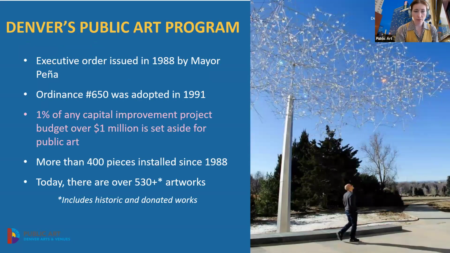Okay, so Denver's public art program has been around for a little while. It was started in 1988 by executive order by then Mayor Pena, and then it was adopted as an ordinance in 1991. So it is a city ordinance, and it does specify that any capital improvement project from the city of Denver that has a budget of over $1 million is required to set aside 1% of that complete budget for the creation of public art. That's how we've been able to install more than 400 pieces since that ordinance was created. And there's over 530 artworks in the collection because it also includes some historic pieces that were kind of part of the city before this ordinance went into place.